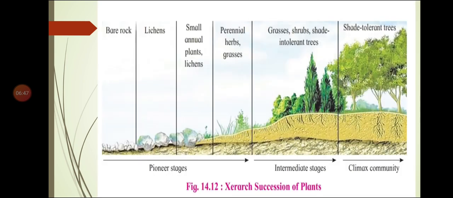Okay, so see your stages. First rock, lichens on the rock, then small annual plants. Lichens are there on the rocks, and it gets broken down, soil formation, then again perennial herbs and grasses are growing. It leads to the growth of grasses, shrubs, and finally shade tolerant trees, that is, the climax community is reached. Pioneer, intermediate stages, and climax community. So this is the way in which xerarch succession is going to take place.